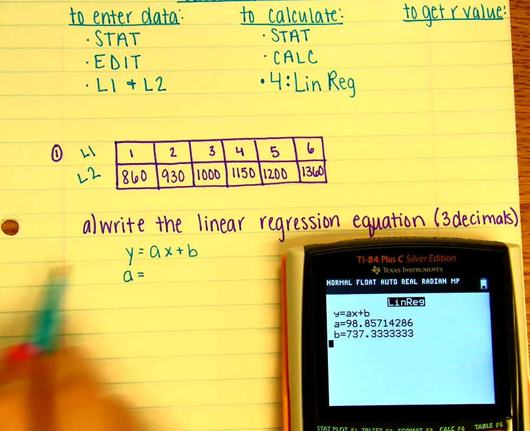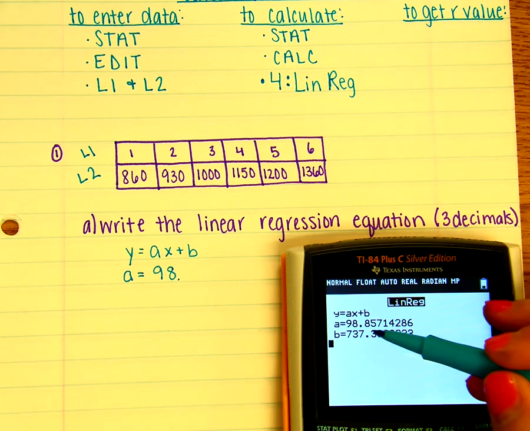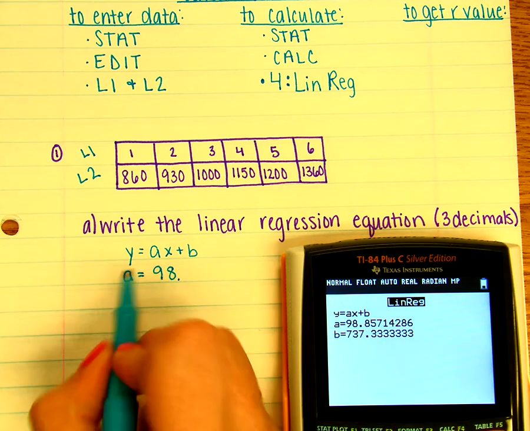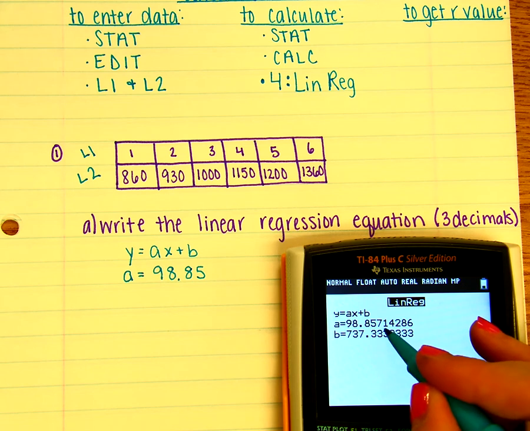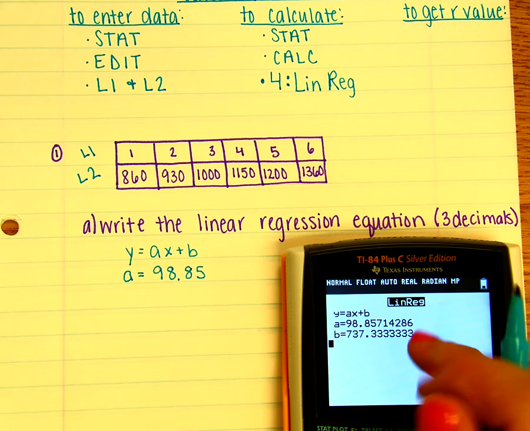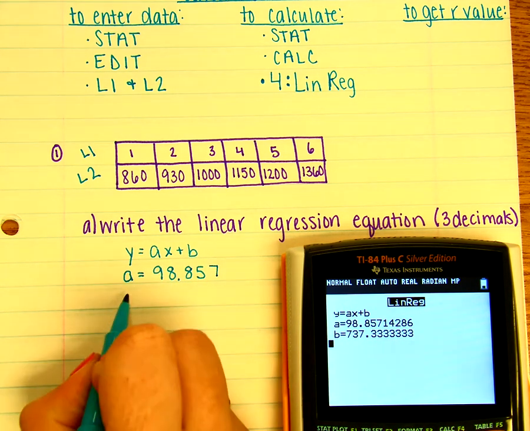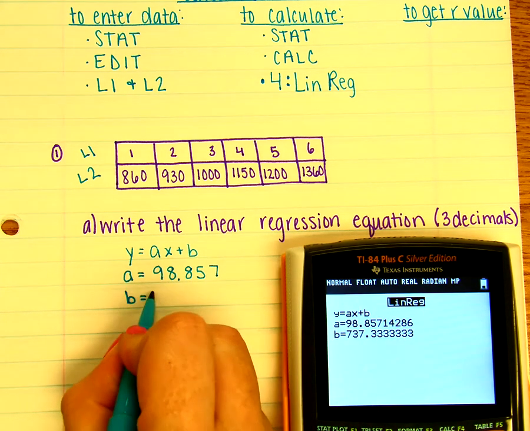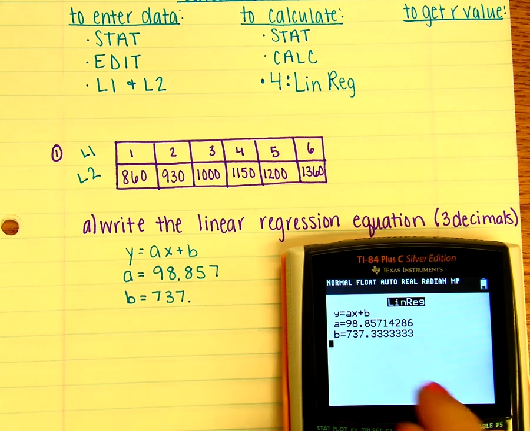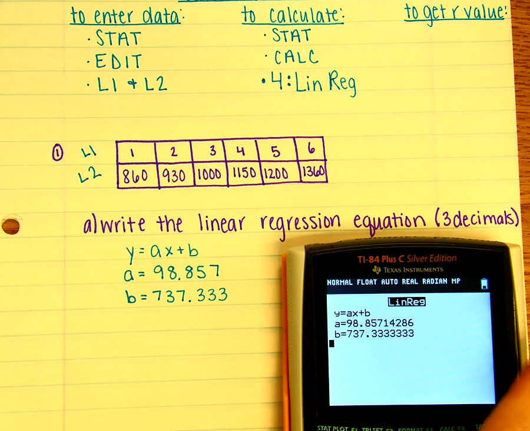It says a equals 98 point, and now I want to round that to 3 decimal places, so 8, 5, and then I look at the number right next to the 7, and that number is going to tell me if I should round up or keep it the same. It's a 1, so it's going to stay the same, so 8, 5, 7. And then it says b equals, we're going to do the same thing, 737 point, and then our 3 decimals, 3, 3, 3.